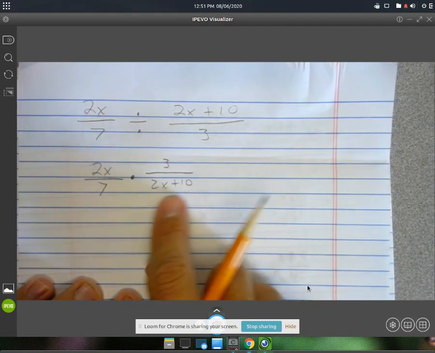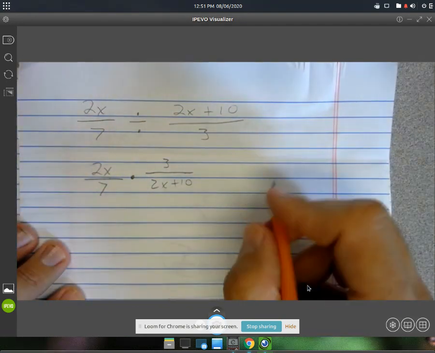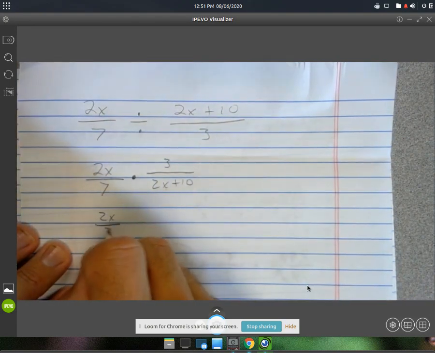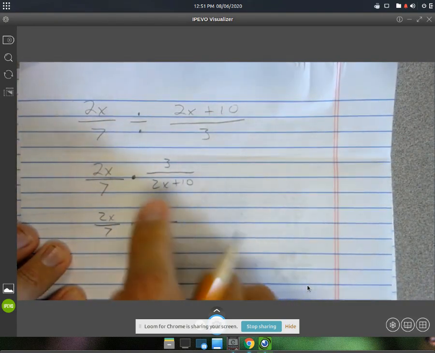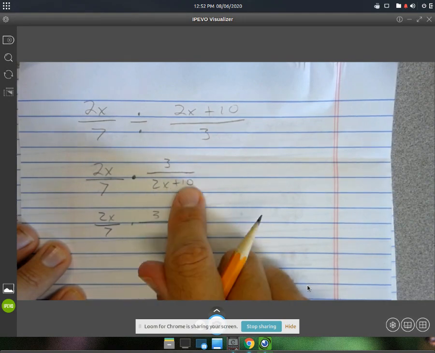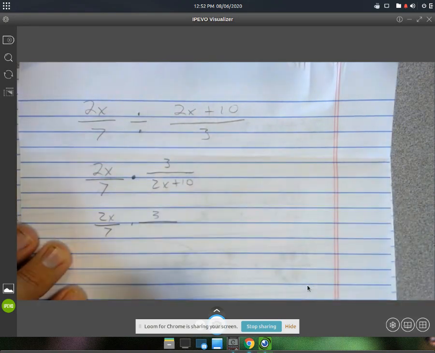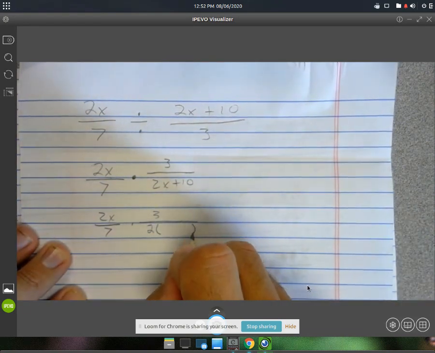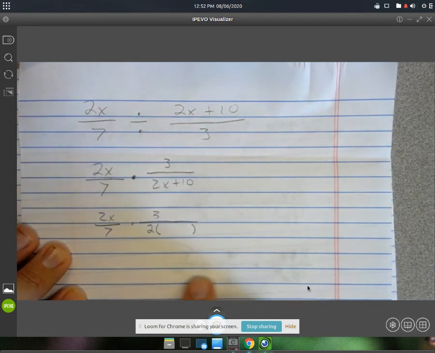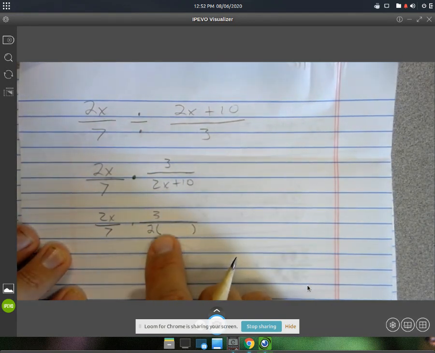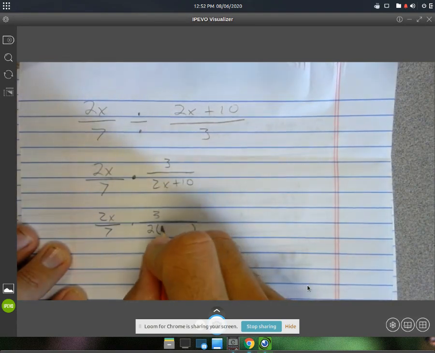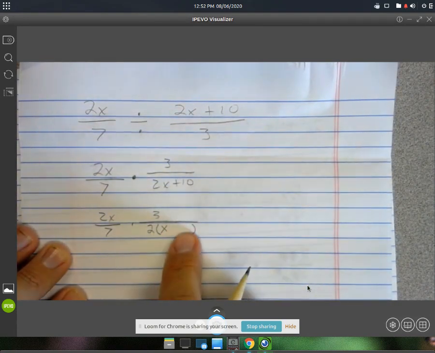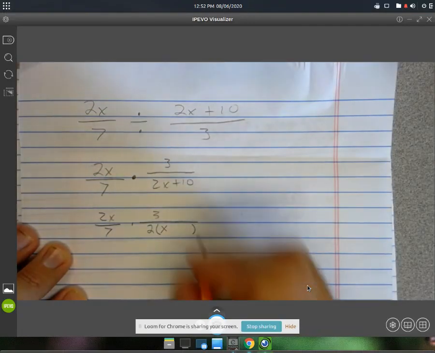So what we're going to do is factor this using the greatest common factor. What is common to both terms here? There's a 2x and a 10. There's a number that'll go into both of those. It is 2. So we're going to pull a 2 out so that there's multiplication here. 2 times what will give you 2x? That is x. 2 times what will give you 10? That is a 5.